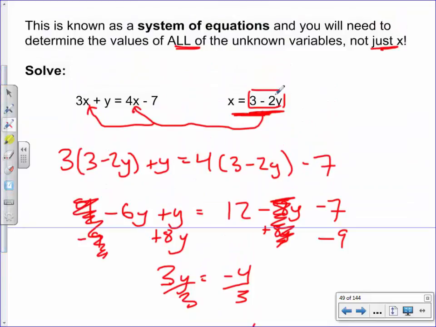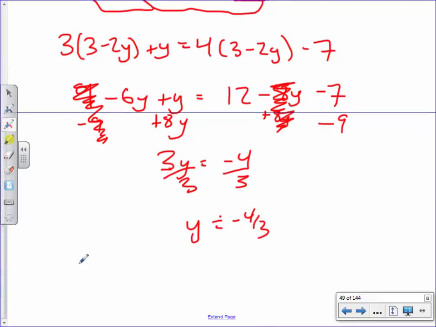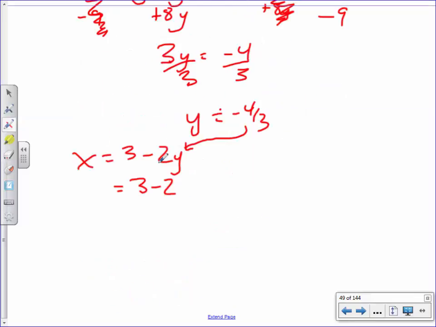So often what we do now is, well, here's an equation that could solve for x. X was equal to 3 minus 2y. So I'm going to substitute this number right here in for y. So 3 minus 2 times minus 4 over 3. We're working our fractions here. What is negative 2 times negative 4 over 3?